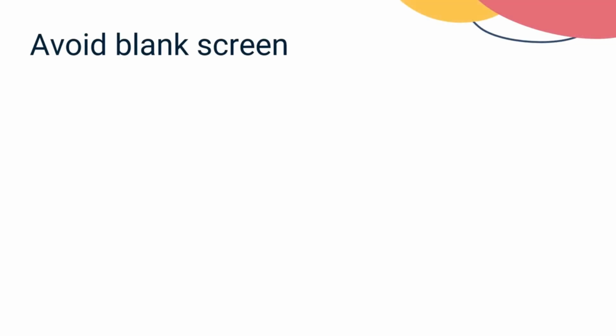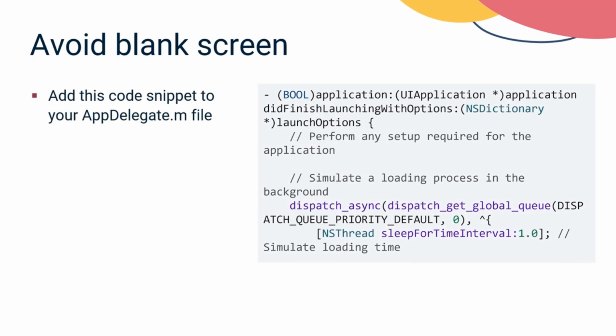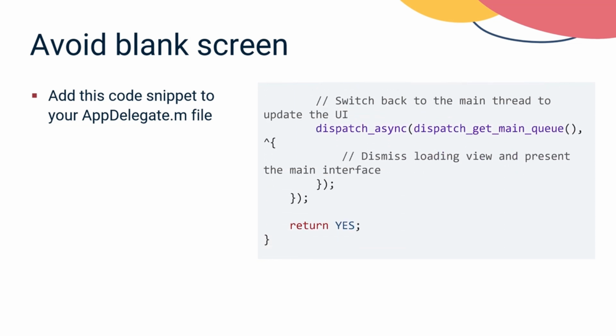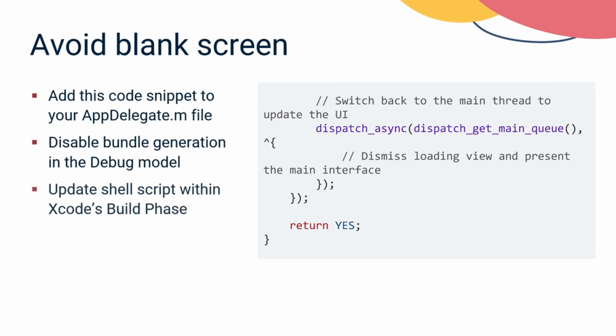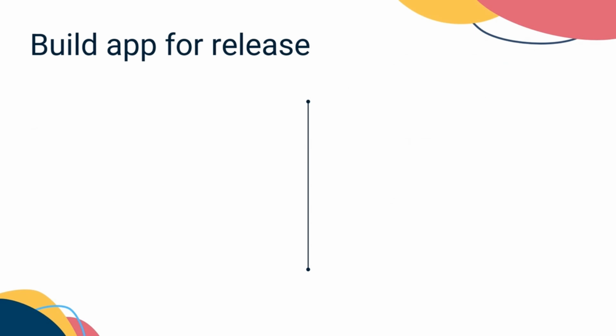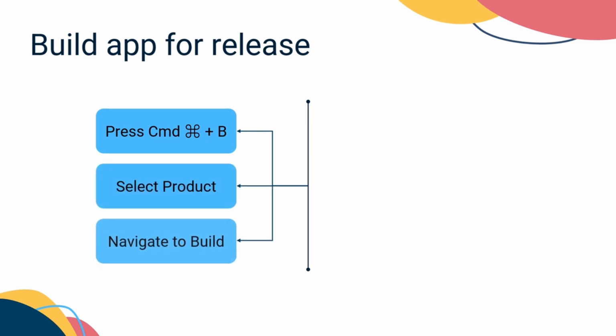Now, if your app's bundle size increases, you will get a blank screen between the splash screen and your app's main view. To avoid this, add this code snippet to your AppDelegate.m file. This ensures that the splash screen remains visible during transitions. This code snippet is an example and has to be changed based on program, context, and flow. Additionally, to save time during development, you can disable bundle generation in debug mode by updating the shell script within Xcode's build phase. The next step is building the app for release. You can start the build by pressing Command and B or selecting Product and navigating to Build.